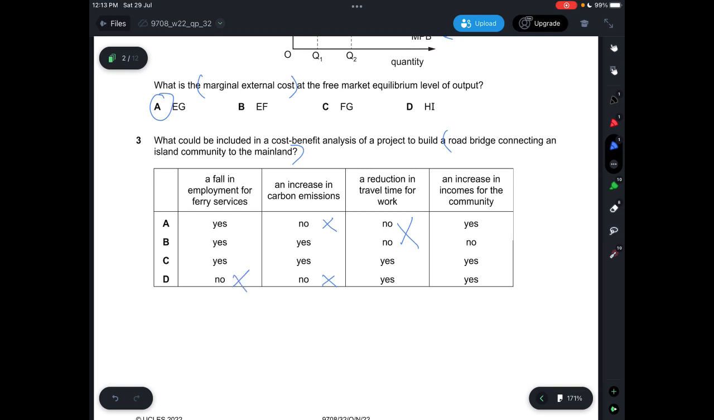Lastly, by allowing the bridge to be built, you're actually allowing for an increase in income, because people will now prefer to go to the other side to work instead of just staying on the island, or people from the mainland want to go to the island, but it's a bit difficult because you need to take a ferry. Now there's a bridge, people will just take the bridge to go to work. And so this would definitely result in an increase in income. So in this case, B is incorrect. So the final answer will be C, with everything included in the cost-benefit analysis.